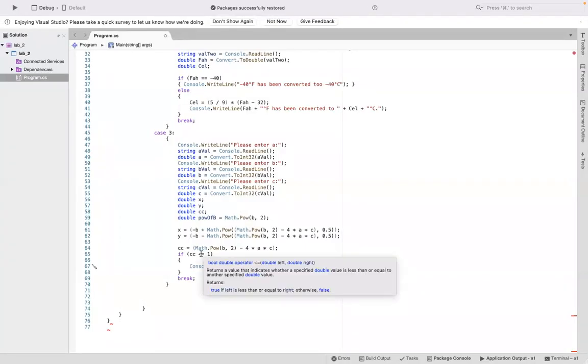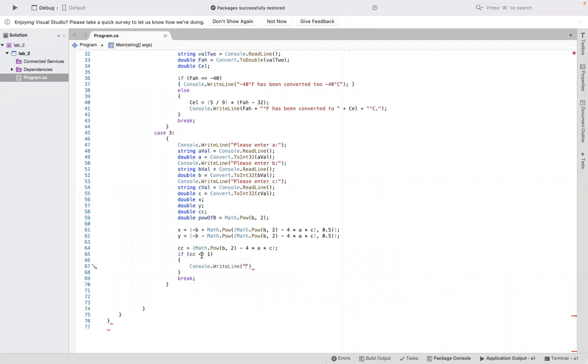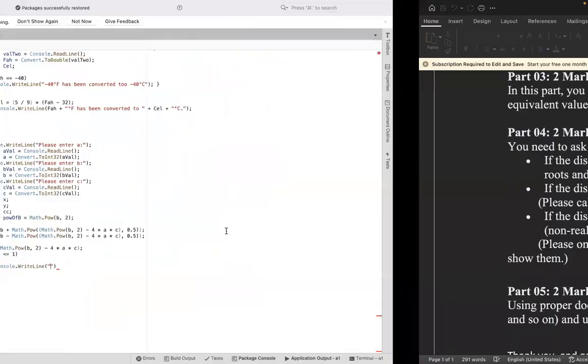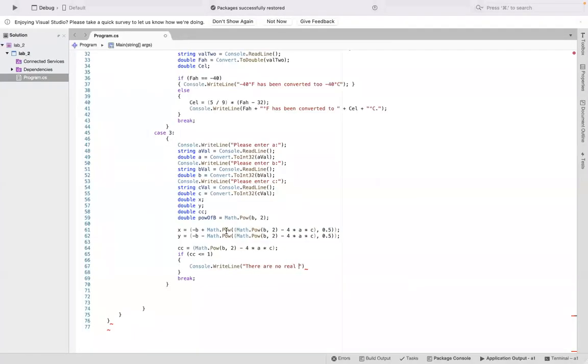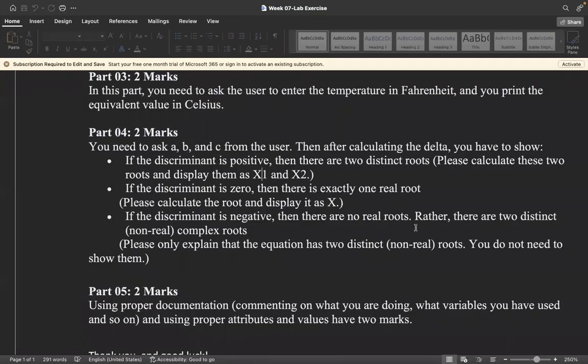But the thing is, we're not doing that yet, right? We're just doing the positive one. If cc is greater than negative 1. If it's less or equal to 1, it has to be negative, right? No, this is if cc is greater. Wait. Oh no, you're right. No, it's less. Yeah, you're right. If this. Okay, so now you got this right. There are no real roots, but there are two distinct roots. Why don't you just copy paste what the teacher said there? Yeah, you're right.